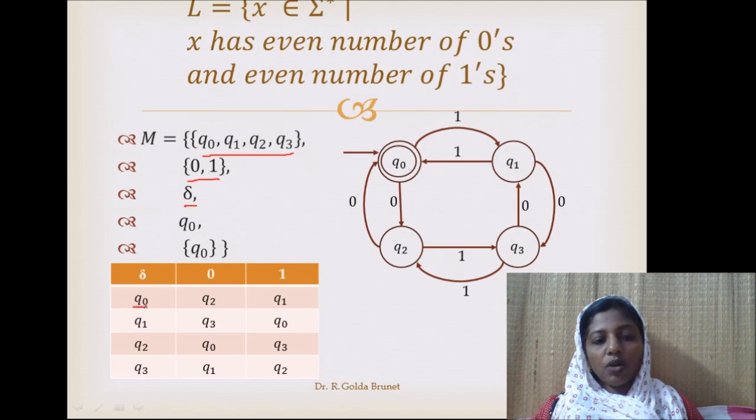So from Q0, if I get 0 as input, we go to Q2. And from Q0, if I get 1 as input, we go to Q1. Okay, so we can represent the transitions, which are these arcs, using this table. And the starting state is Q0, and the set of final states is Q0.